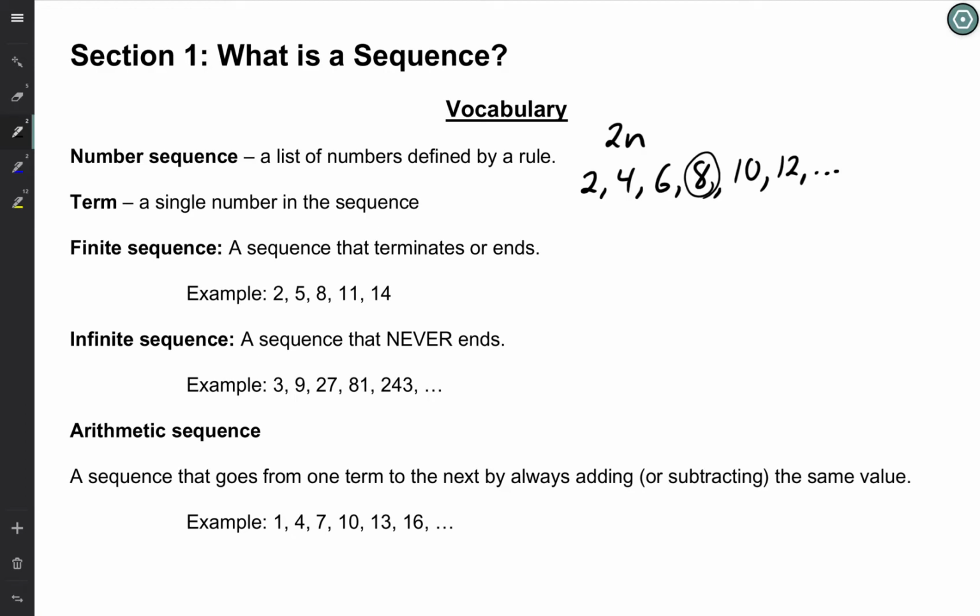A finite sequence is a sequence that terminates or ends. So you see how this sequence here ends. It stops at 14. It doesn't keep going. An infinite sequence is a sequence that never ends.